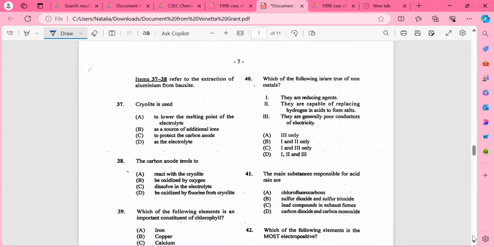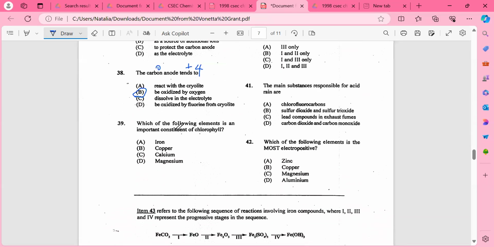Cryolite, so we're going to be answering questions on the extraction of aluminum from bauxite. Cryolite is used to lower the melting point of the aluminum oxide. So A, carbon tends to the carbon anode. So at the anode, oxygen gas is formed. So the oxygen tends to react with the carbon to form carbon dioxide. So it reacts with the cryolite? No, it is oxidized by oxygen. Yes, because carbon moved from 0 to carbon dioxide where its oxidation number is +4.